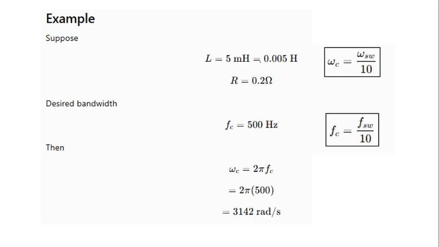Now let us suppose L is equal to 5 millihenry and R equal to 0.2. Usually omega C is taken as omega S by 10, and FC is taken as Fs by 10. This is the crossover frequency for this bandwidth. For easy control, we have to take 10 times below the switching frequency. So we got the cutoff frequency FC, estimated as 3142.